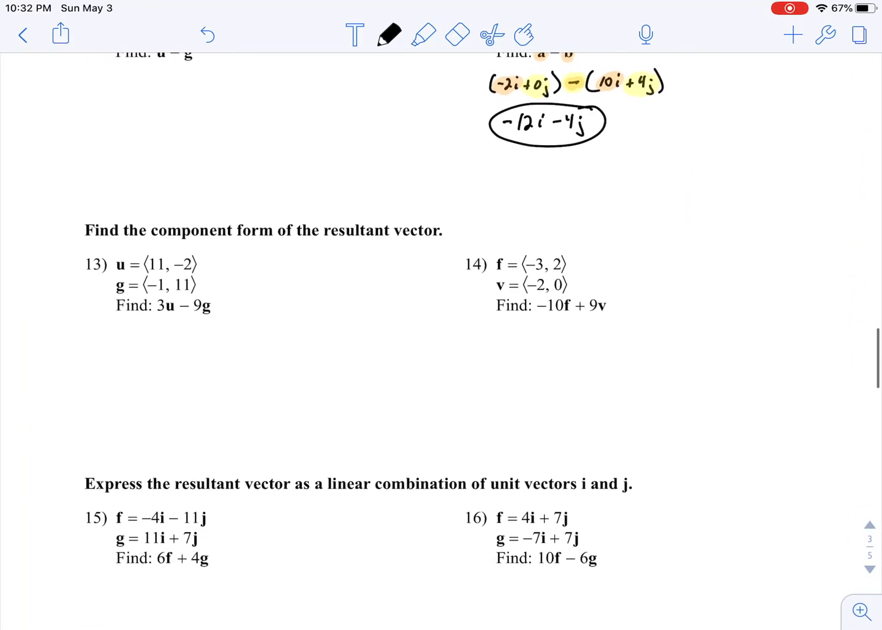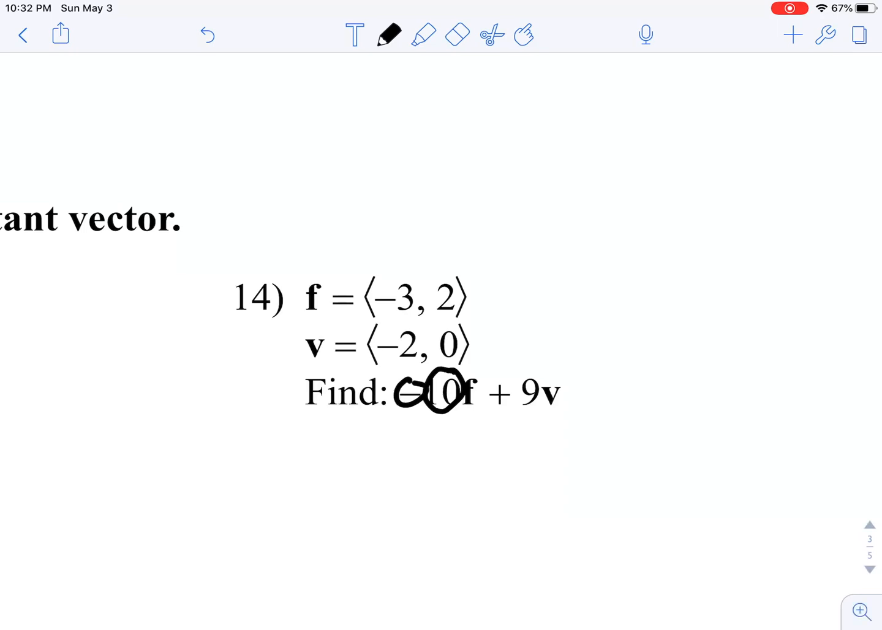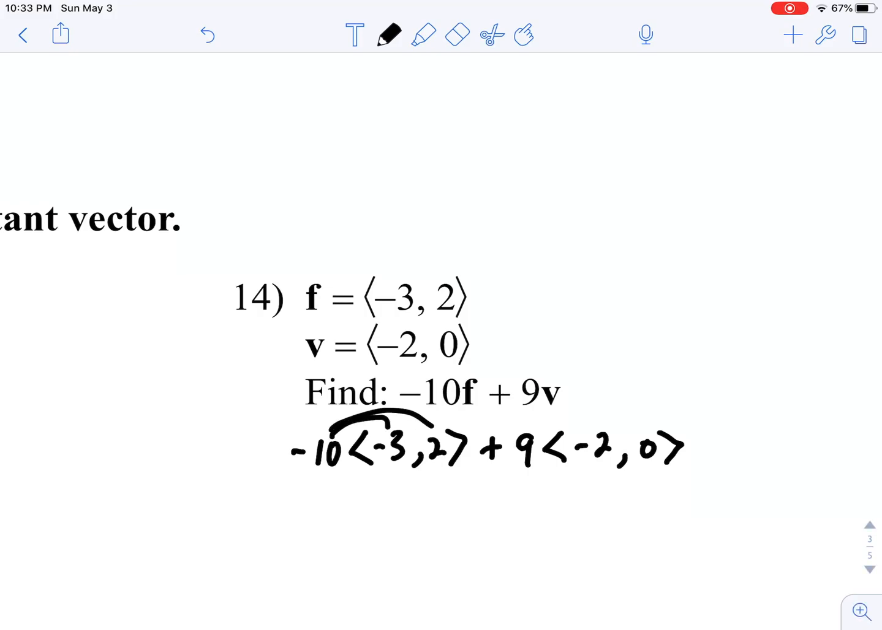Okay, now we're down to the point where I said we'd do all of the above. So here we have scalar multiplication, a little bit of a negative thing going on there, scalar multiplication, and addition. So we're just going to do a whole bunch of stuff. So negative 10 multiplied by vector f, which is negative 3 comma 2, plus 9 multiplied by vector v, which is negative 2 comma 0. So we are going to follow order of operations. Multiply first. So I'll distribute or multiply this and get positive 30, negative 20, plus, and then distribute this, negative 18. 9 times 0 is still 0, of course.